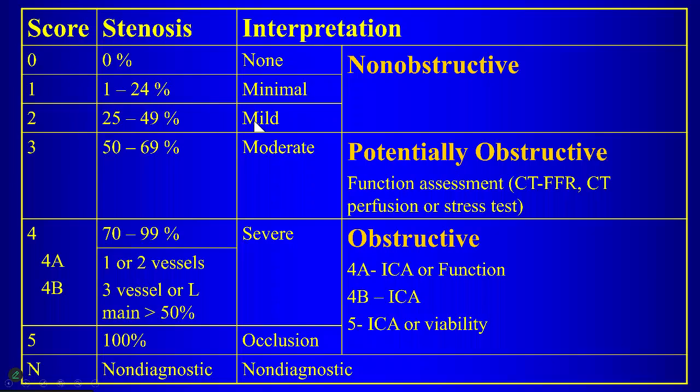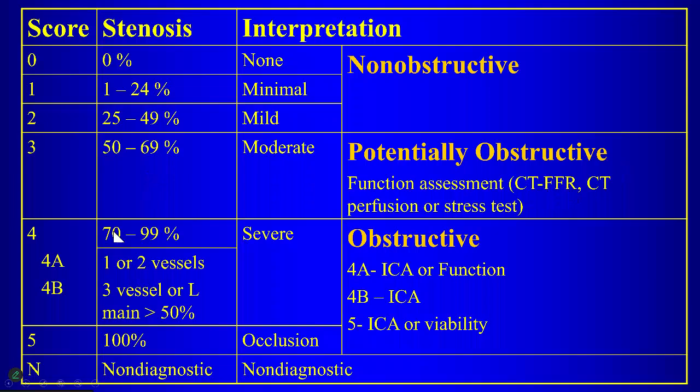If the score is from 0 to 2, that is considered non-obstructive coronary artery disease. So that patient does not require further workup for evaluation of their coronary artery disease. If the score is a 3, between 50 to 69%, that is considered moderate stenosis, and that is considered potentially obstructive. So for this patient, the recommendation is functional assessment, either CT fractional flow reserve or a perfusion test, stress test, some functional evaluation to determine if this stenosis is physiologically significant.